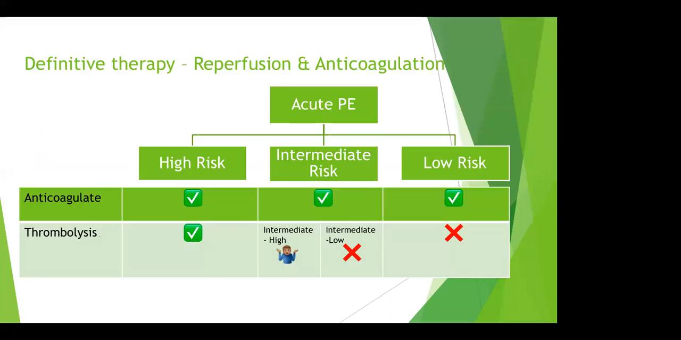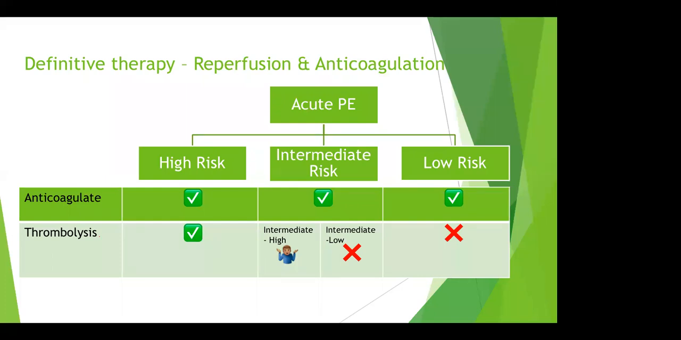All right, now talking about the definitive management. So basically, it's a double prong. You anticoagulate and you reperfuse. For anticoagulation, quite simple. Every single patient, despite of risk, high risk, intermediate, low risk, you would anticoagulate them unless they have an absolute contraindication. But for thrombolysis, it's a bit more tricky. High risk patients, good amount of evidence, yes, you thrombolyze. Low risk patients, no, you do not thrombolyze them.